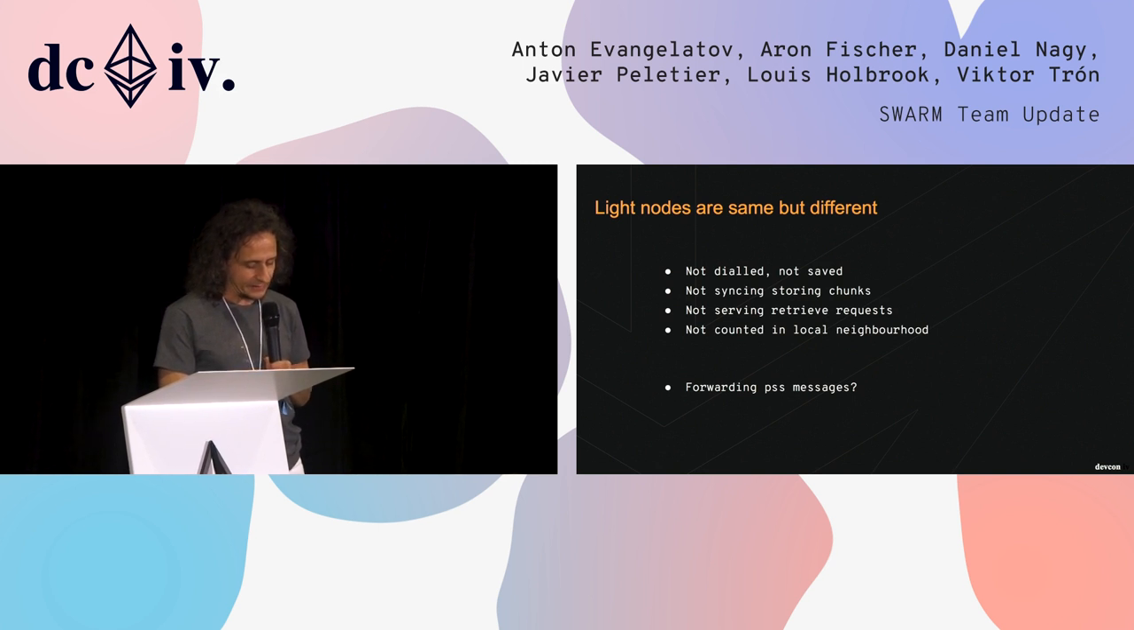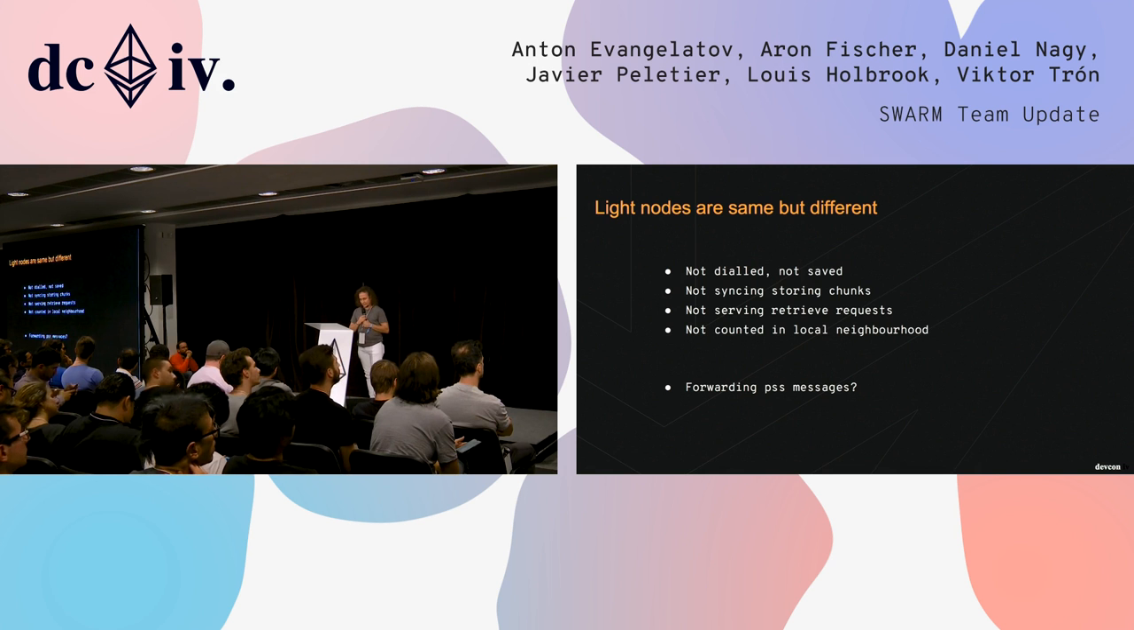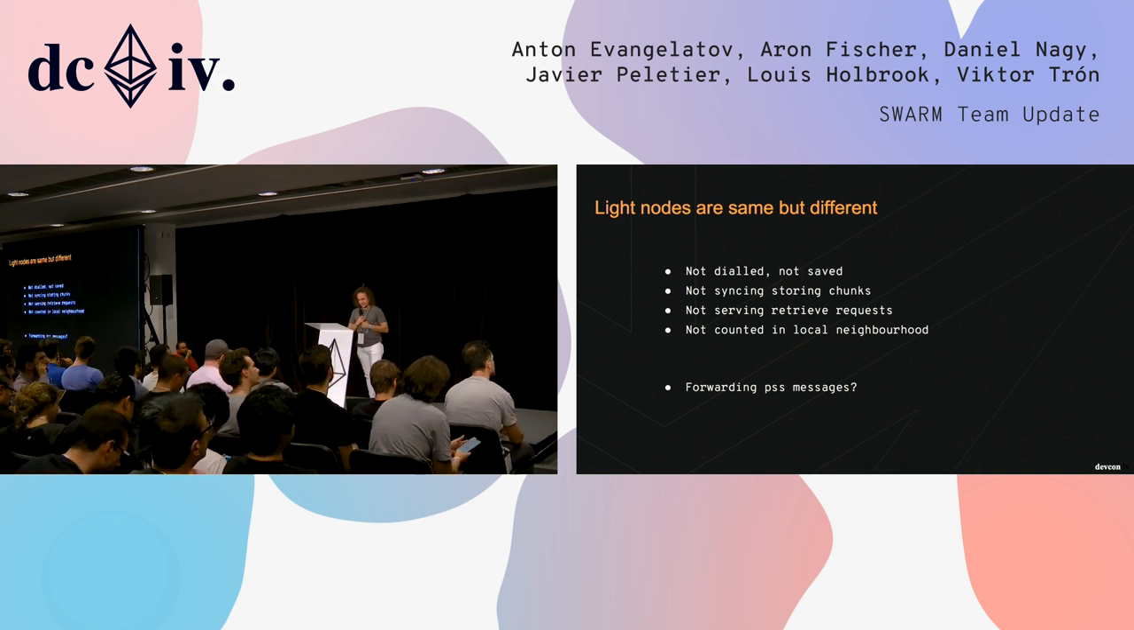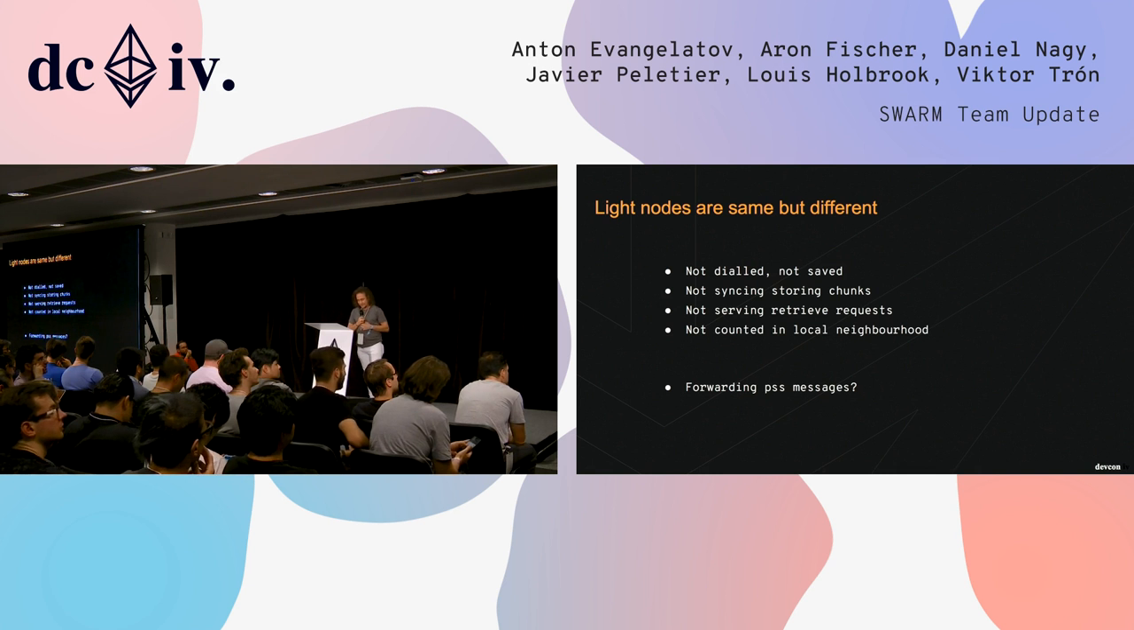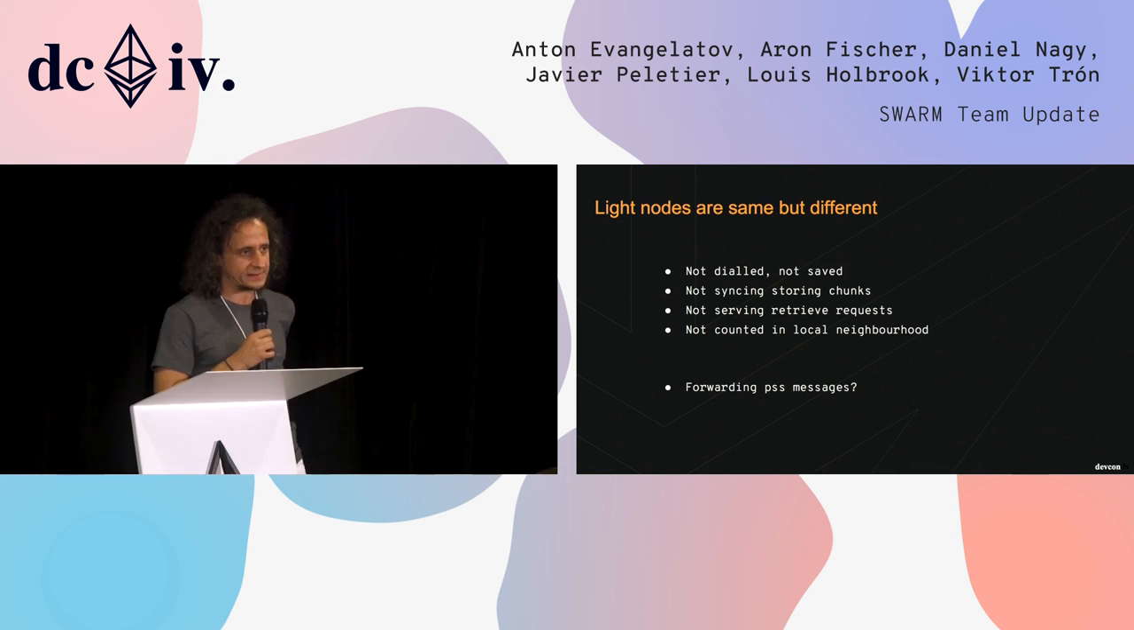So basically, we distinguish these two node types. And in the zero phase, what we have already accomplished, almost dev ready, is that light nodes are treated differently. They are not saved in the address book of your peers. They are not dialed, so not actively looked for. They just accept connections. Since they don't store chunks, they are also not doing the syncing process. So they're not syncing, not taking part in the transport of chunks to their local neighborhood where they belong in the distributed storage of Swarm. They're not serving retrieve requests since they cannot store.